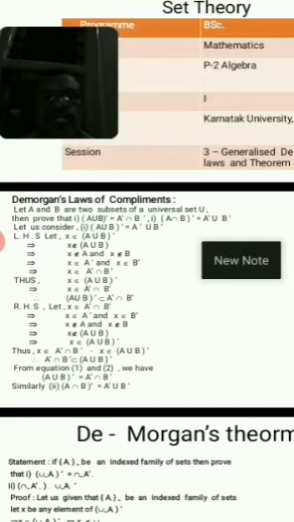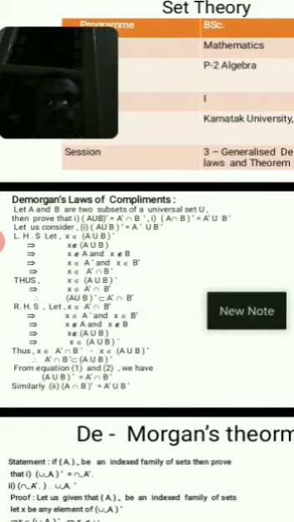So it implies that x belongs to A' and x belongs to B', because they are the complements of A and B. It implies that x belongs to A' intersection B'. Thus, x belongs to (A union B)' implies that x belongs to A' intersection B'. Therefore, the LHS, (A union B)', is a subset of A' intersection B'.